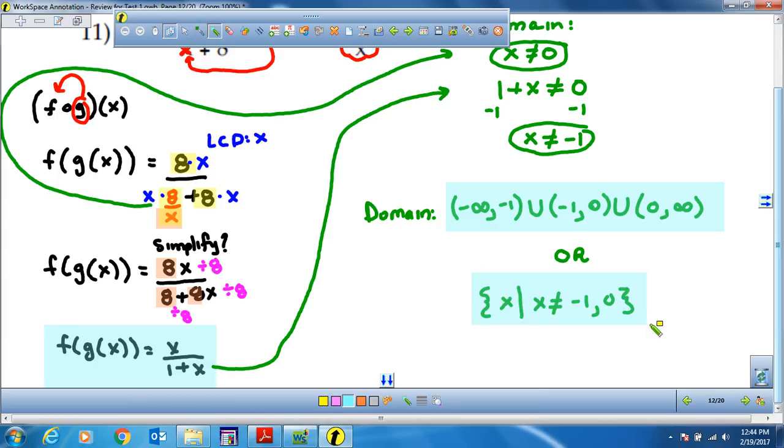So either of these notations is correct, but of course the one that we're using the most is interval notation. Next question.